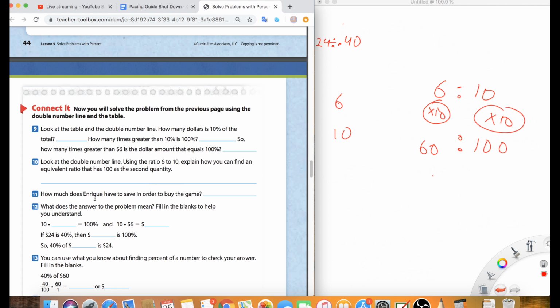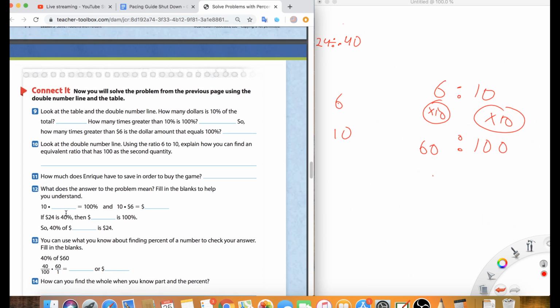Number 11 says, how much does Enrique have to save in order to buy the game? He has to save $60. What does the answer to the problem mean? Fill in the blanks to help you understand. 10 times what gives you 100%? 10 times 10%. And 10 times $6 gives you $60. So if $24 is 40%, then $60 is 100%. So 40% of $60 is $24.